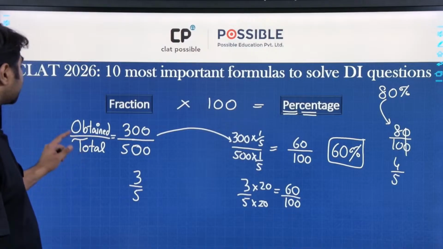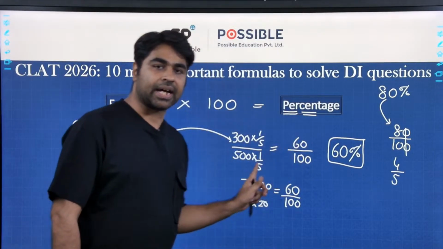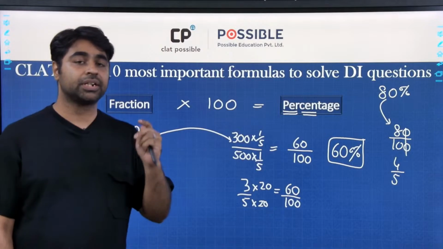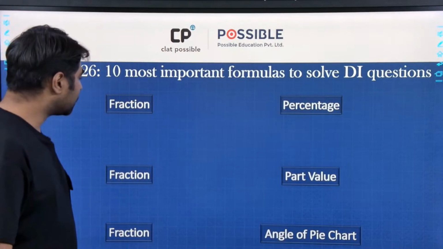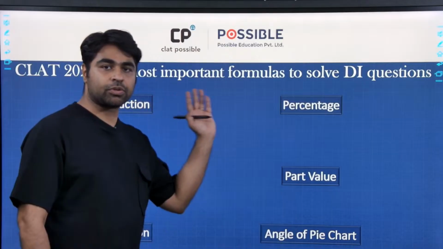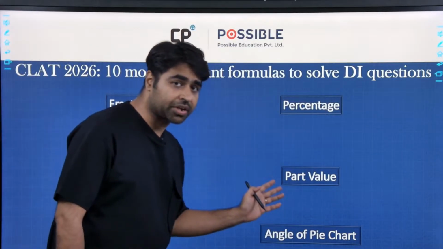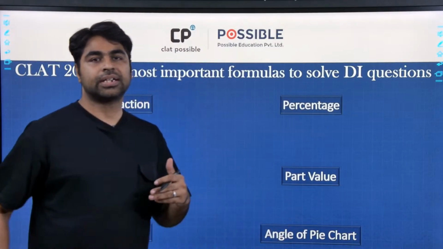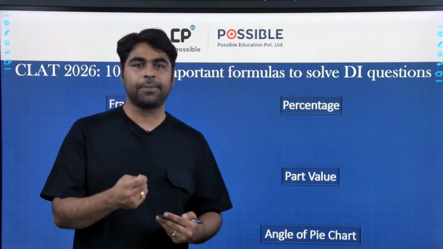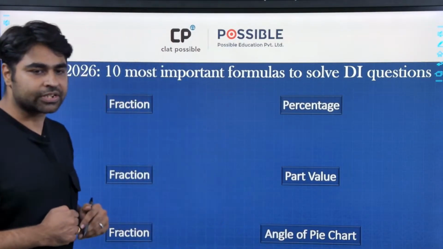Yeah, so this is the basic difference between a fraction and a percentage, and last time we discussed the difference between a fraction and a ratio. So these are very basic things, right? Now, we have seen how to convert a fraction into a percentage. Now, how can we convert a fraction into a part value? And how can we convert a fraction into an angle of a pie chart? So these kinds of practices will help you strengthen your concepts. So just listen to me about it.